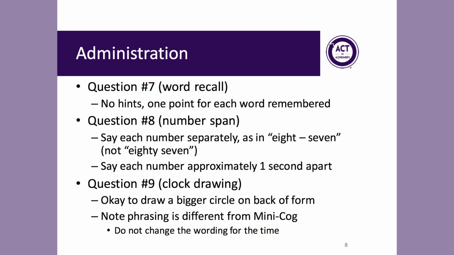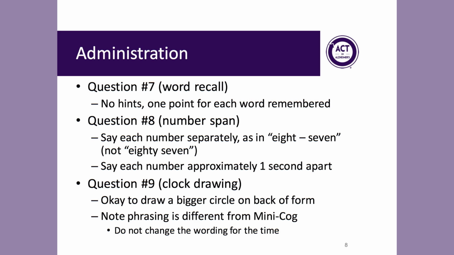Question number 8 is number span. Again, just like with the word list, say each number separately, as in 8-7, not 87, and make sure that you say each number approximately 1 second apart. Question number 9 is the SLUMS clock drawing. It is okay to draw a bigger circle on the back of the form, because you'll note that the circle on the SLUMS form itself is rather small.